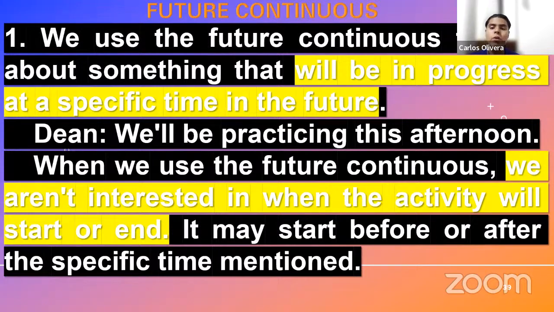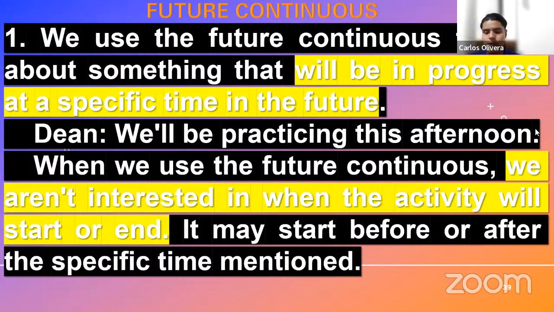And as I say, the afternoon is something like the parameter that we are giving to this event to take place. But if you notice, this afternoon is not specific, right? We could be specific and say, "We'll be practicing at 5 p.m." That would be very specific. But in this case, "We'll be practicing this afternoon" is not specific whatsoever. It's simply giving you a parameter, this afternoon, and that's it. Okay.